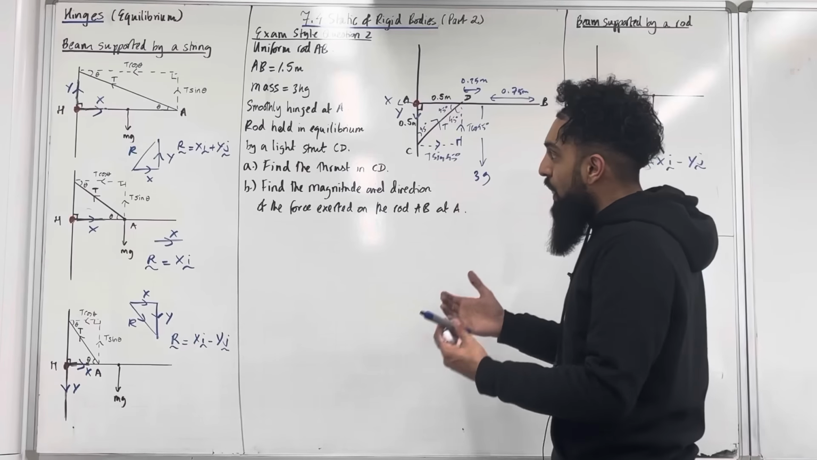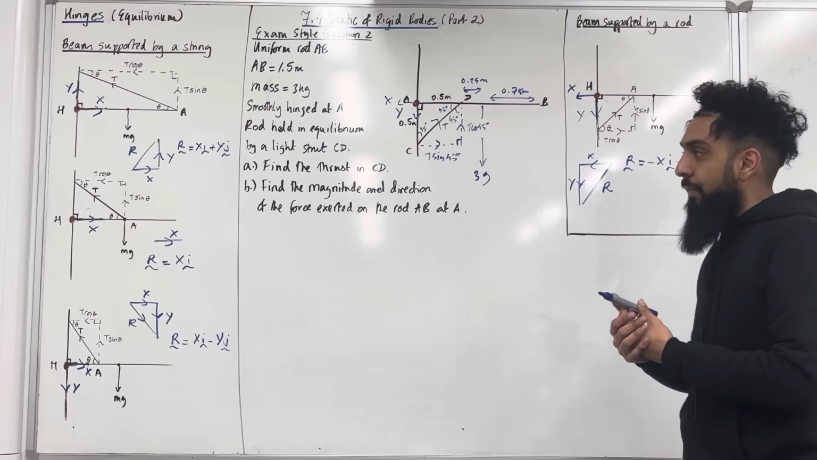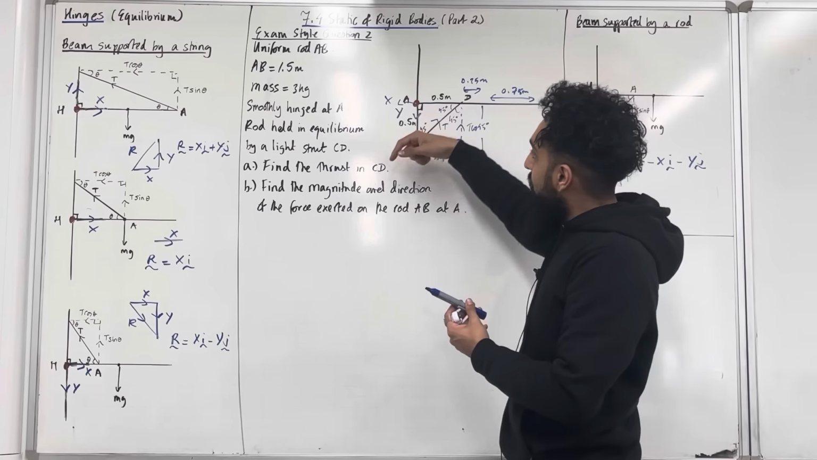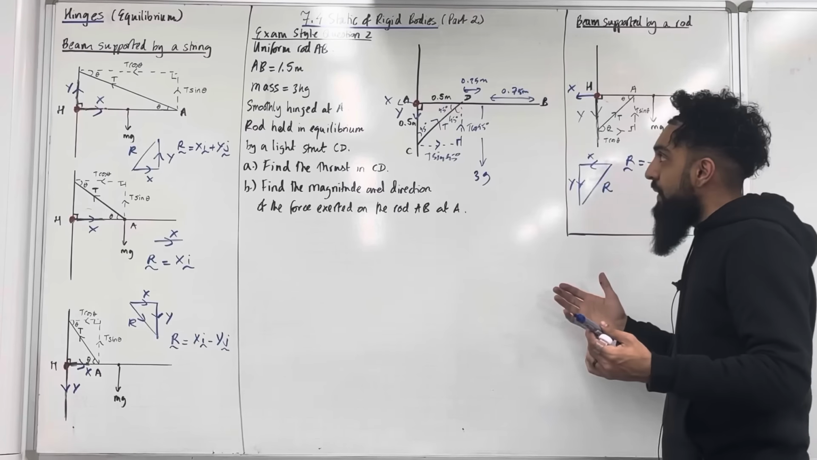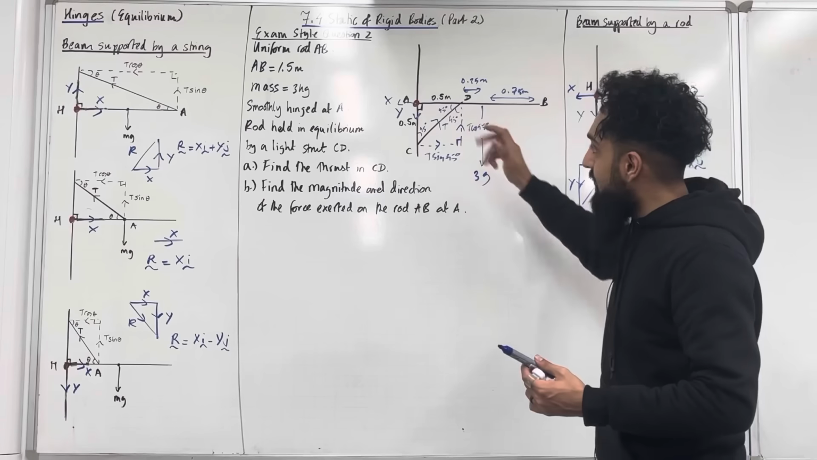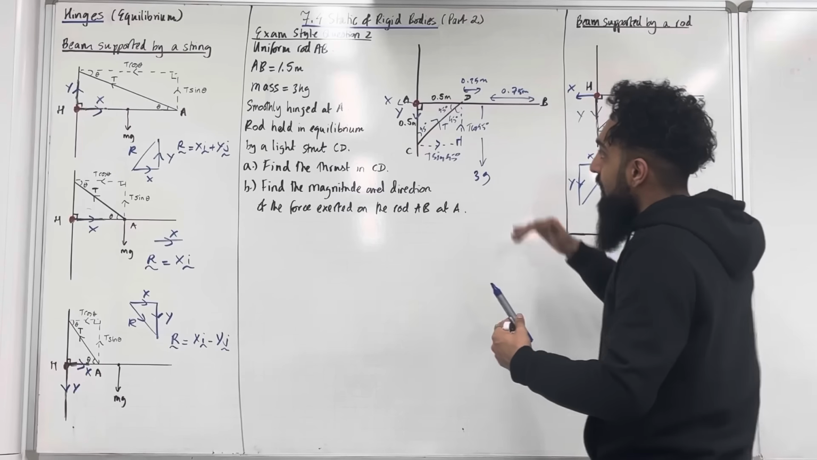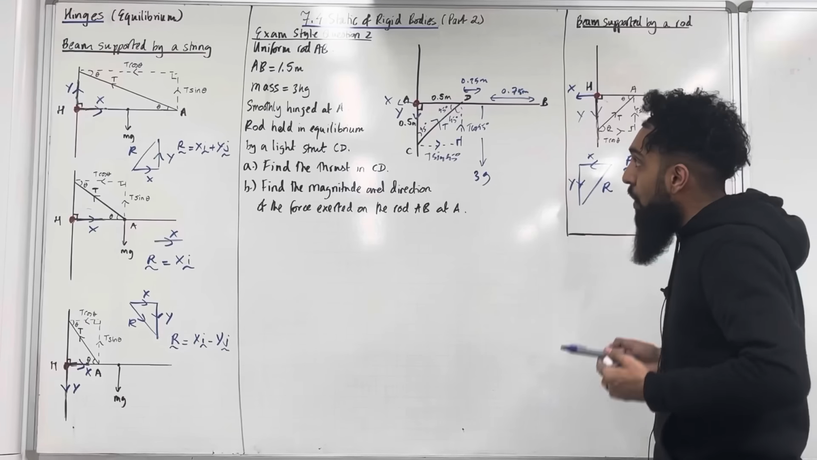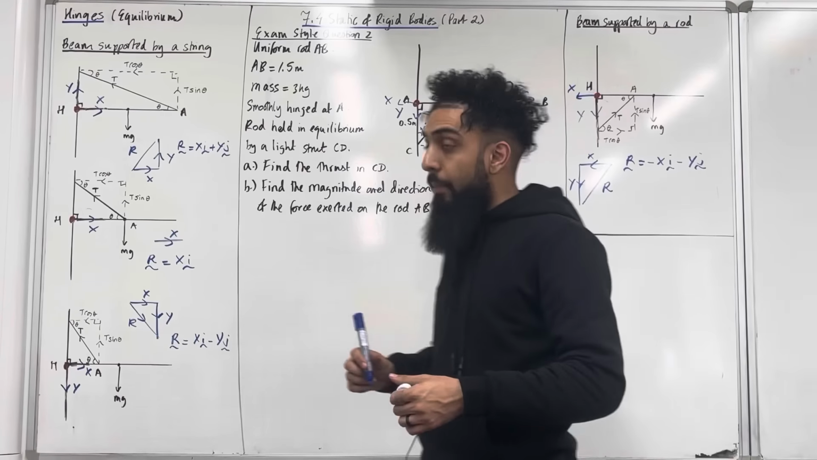Right, so in part A, we want to find the thrust in CD. Now we know that the capital X and the capital Y are unknowns. What we want to calculate is T. To eliminate the X and Y, we need to take moments about A. So we're going to take moments about A.